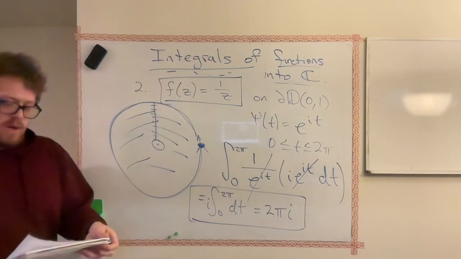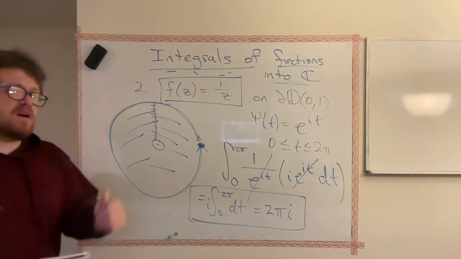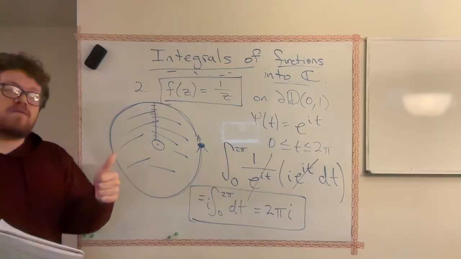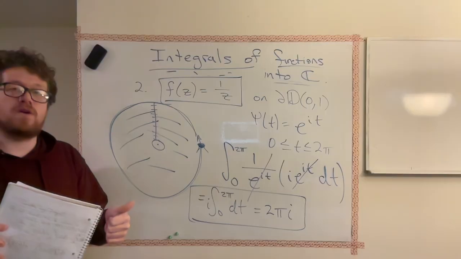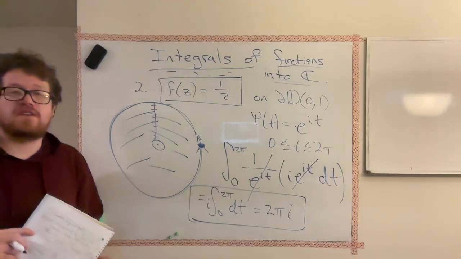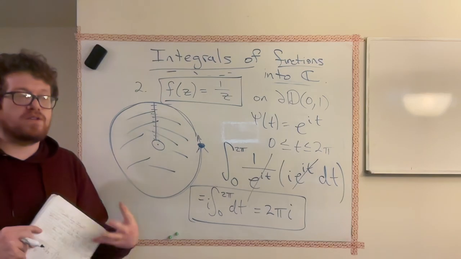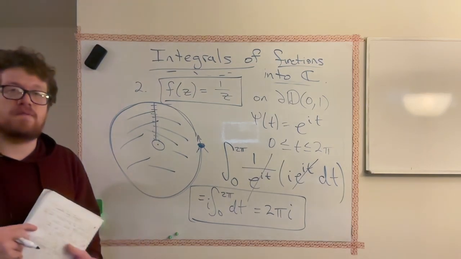Okay, so any questions about that? So we integrated a holomorphic function that had a holomorphic antiderivative around the disk. We found that the integral was 0 because the existence of an antiderivative meant that we could apply the fundamental theorem of calculus.